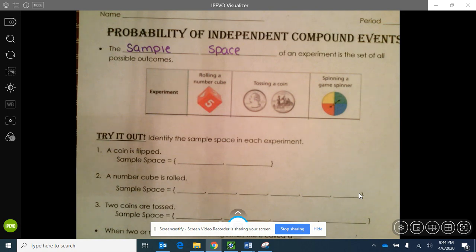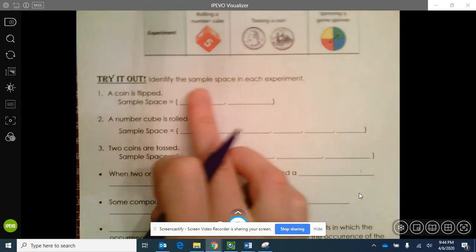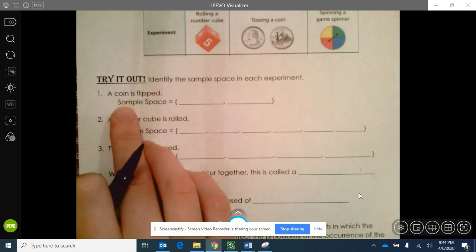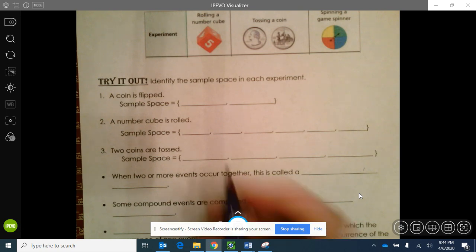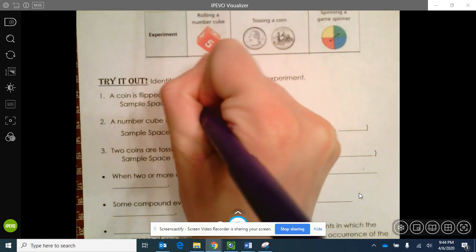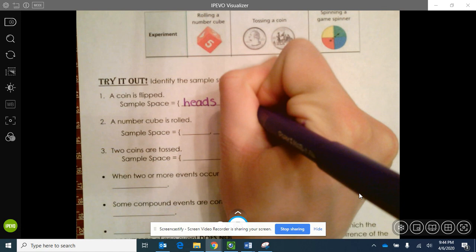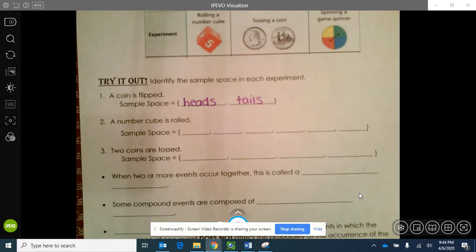So let's take a look at a couple experiments here. Identify the sample space in each experiment. So if you flip a coin, there are two ways that it could land. It can land on heads or tails. So your two sample spaces are heads or tails. Those are your only two possible outcomes.